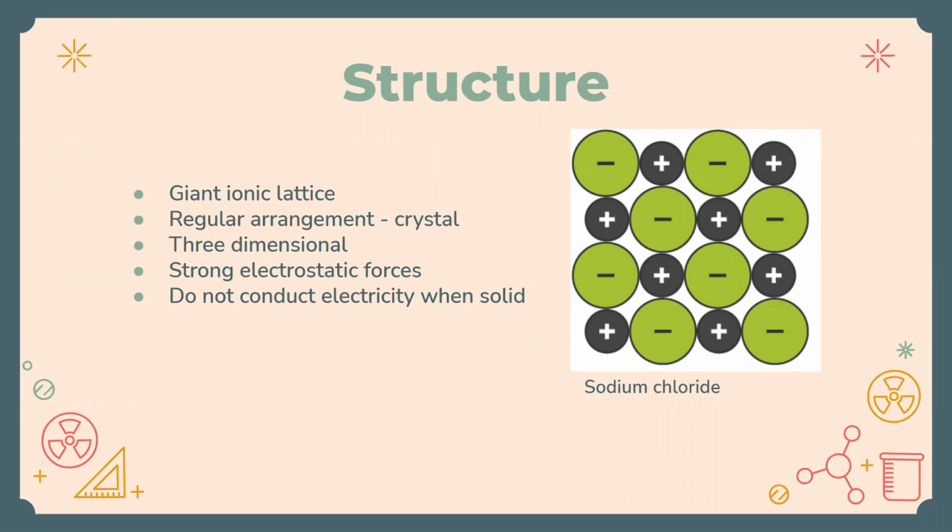This diagram only shows one layer of the structure, but it will continue out in all directions to create a 3D structure. Between the ions, there are very strong electrostatic forces, a term which describes the attraction or repulsion between two charged particles. Since the ions have opposite charges, they will attract each other. Due to the strength of these bonds, they require a lot of energy to break them and separate the ions, meaning giant ionic structures have high melting and boiling points.